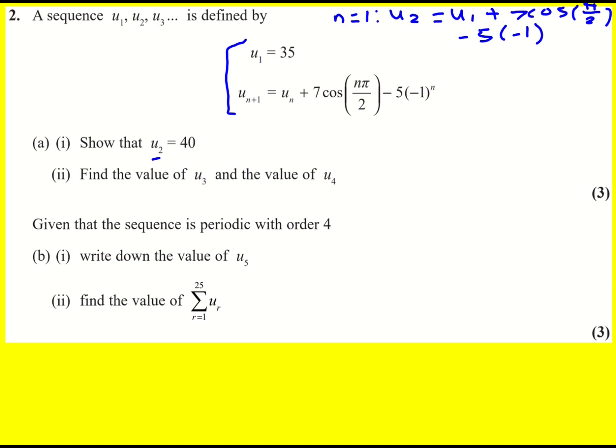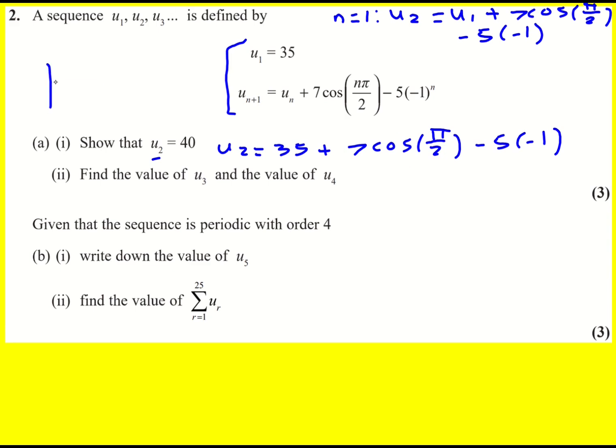And then you'd put n equals 2 in to get the next one, n equals 3, and so on. We can just build our sequence from there. So for u2, we're going to get u1, which is 35, plus 7 times cos pi over 2, then minus 5 to the minus 1. So very similar to what I just wrote above. I've now substituted the u1 in.